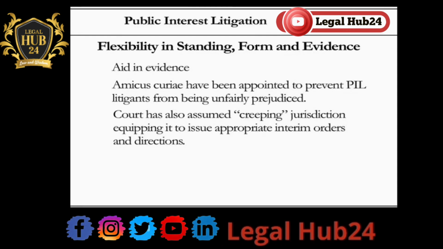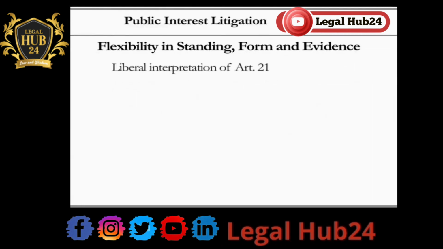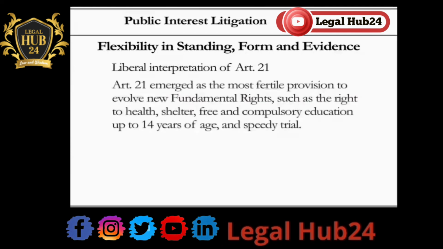The fourth innovation has been the liberal interpretation of Article 21. A major impetus to the PIL movement was supplied by a liberal and expansive interpretation of Article 21, which emerged as the most fertile provision to evolve new fundamental rights, such as the right to health, shelter, free and compulsory education up to 14 years of age, and speedy trial, to only name a few. This was significant in enhancing the popularity and success of PILs, since many of these rights were read into Article 21 as an outcome of a public interest litigation.